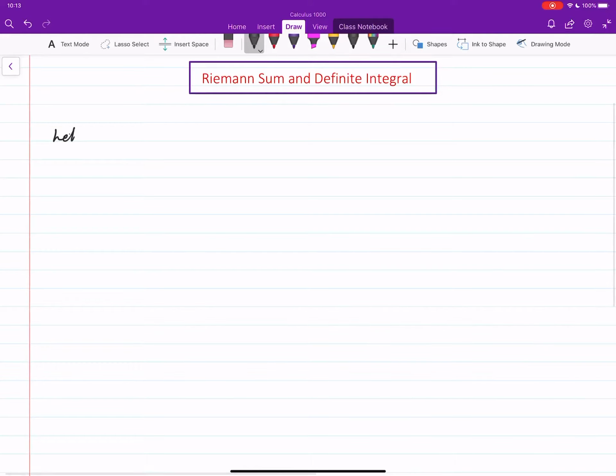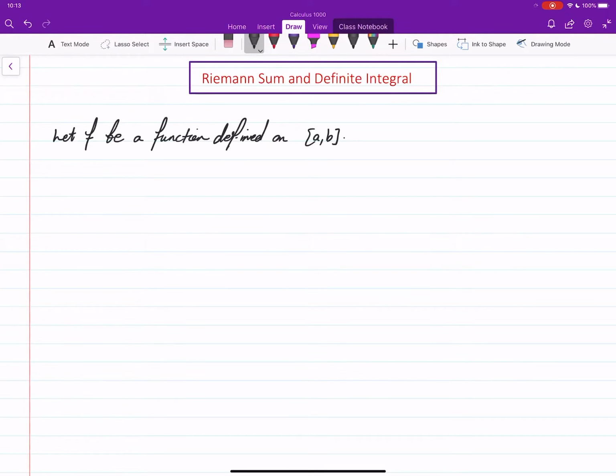Throughout this video we are assuming that f is a function defined on an interval a, b. So here we are not assuming the function is continuous. We are not assuming that it is positive.